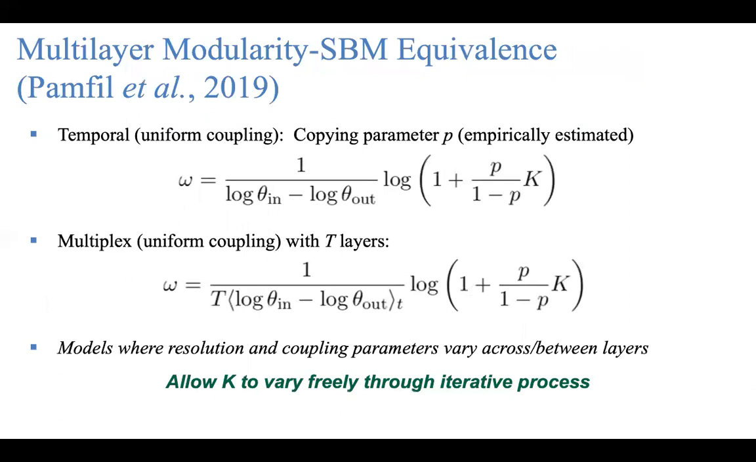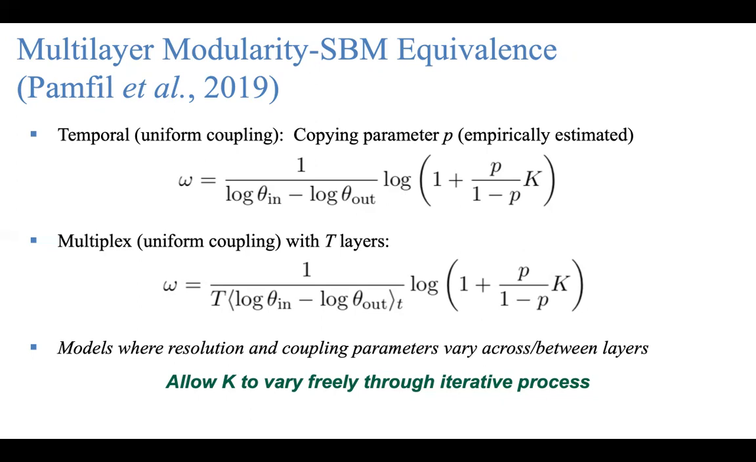Now, an extension of this for multilayer networks was done by Roxana Pamphil, she's a student working with Mason Porter and with others, in a really beautiful extension of this idea to a variety of multilayer networks. They found that if you consider different ways one might copy community labels between layers according here to a parameter P, then you could obtain the corresponding values for the omega parameter, the interlayer coupling, in these different multilayer settings.